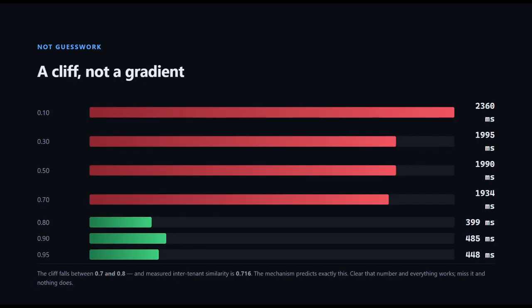And 0.9 isn't a guess. Sweeping 7 thresholds shows a cliff, not a gradient. It falls between 0.7 and 0.8, and the measured inter-tenant similarity is 0.716. Clear that number and everything works. Miss it and nothing does.